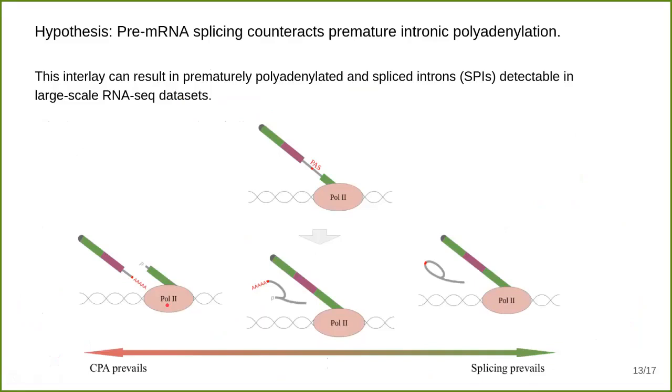In other words, our hypothesis is that if cleavage at the polyadenylation site in the intron starts after the spliceosome has assembled on it, then the second catalytic step of splicing will remove the lariat and the cleavage and polyadenylation products, resulting in a spliced and polyadenylated intron.